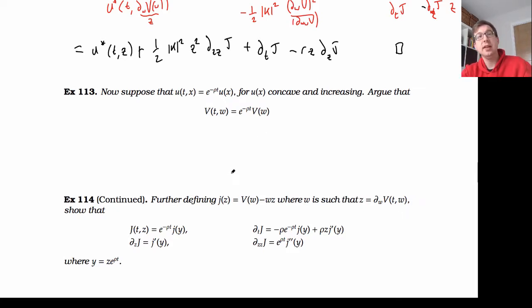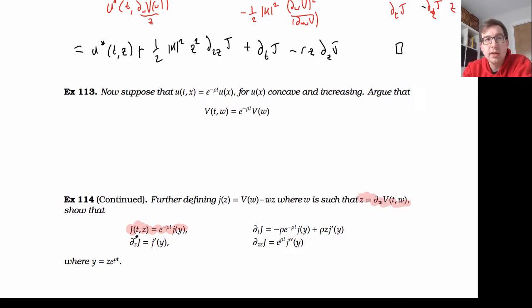An additional thing we can say is we can now look at j of z. Okay, and j of z is going to relate to capital J of t of z with this formula here. So it's going to apply the same e to the minus rho of t term. Okay. So we've defined j of z to be v of w minus wz, where again z relates to w in the same way as previously.